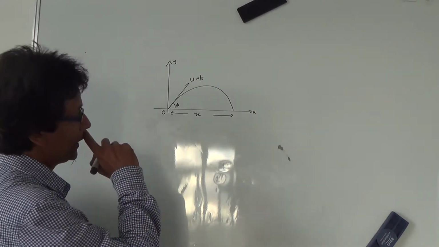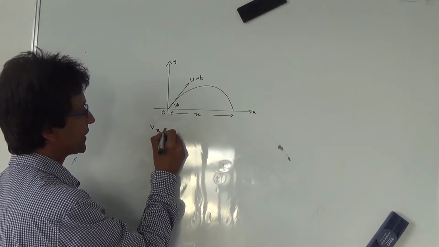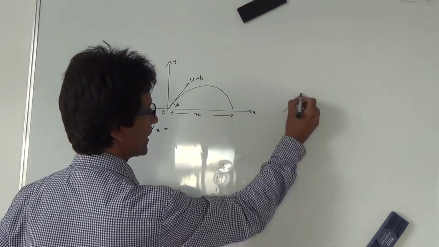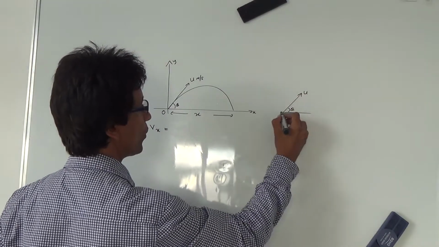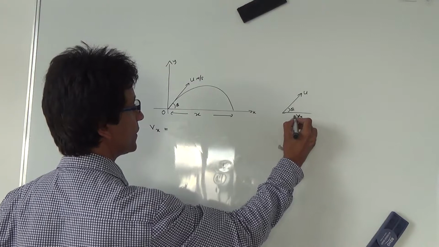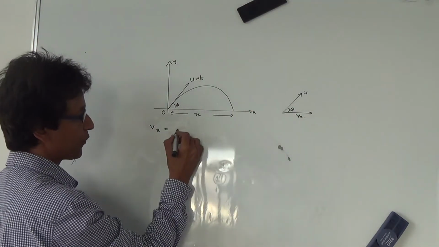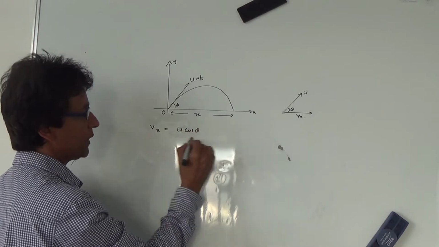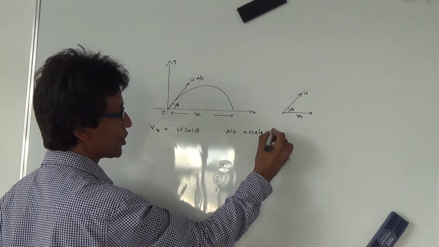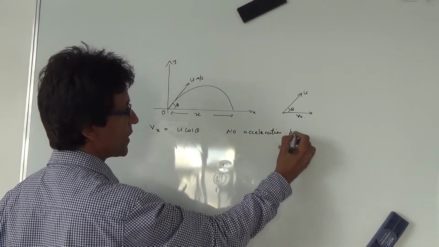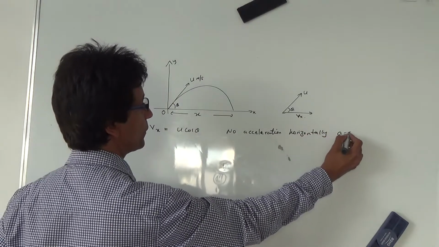Let's look at the horizontal motion here. I'm going to call it Vx. So we've got something like this. This is theta, and this is u, and we want Vx, the horizontal velocity of the object. That's going to be u cos theta. There's no acceleration horizontally, so a is equal to 0.